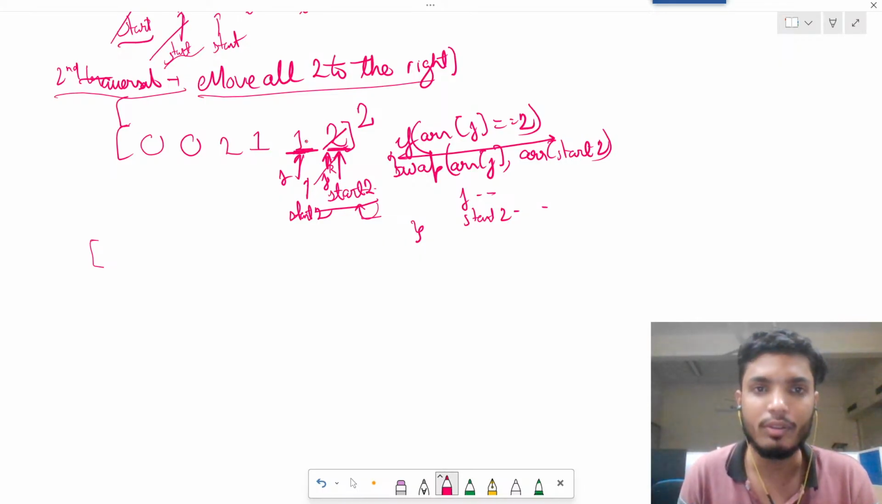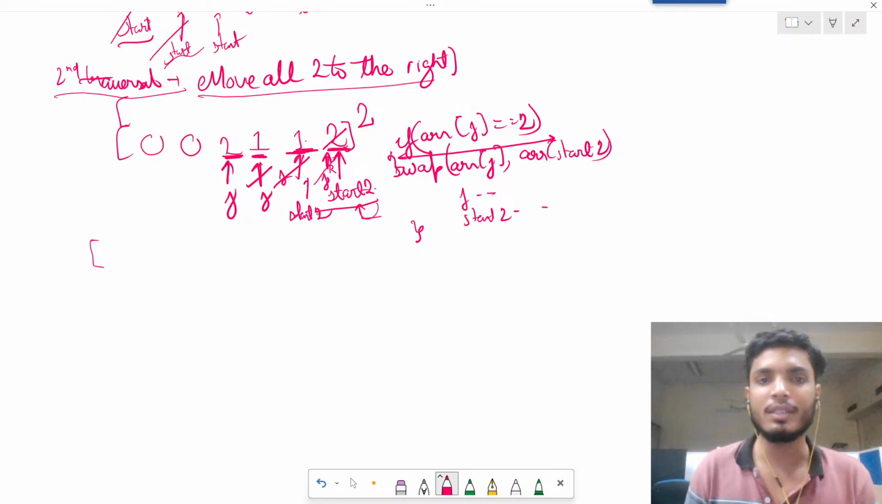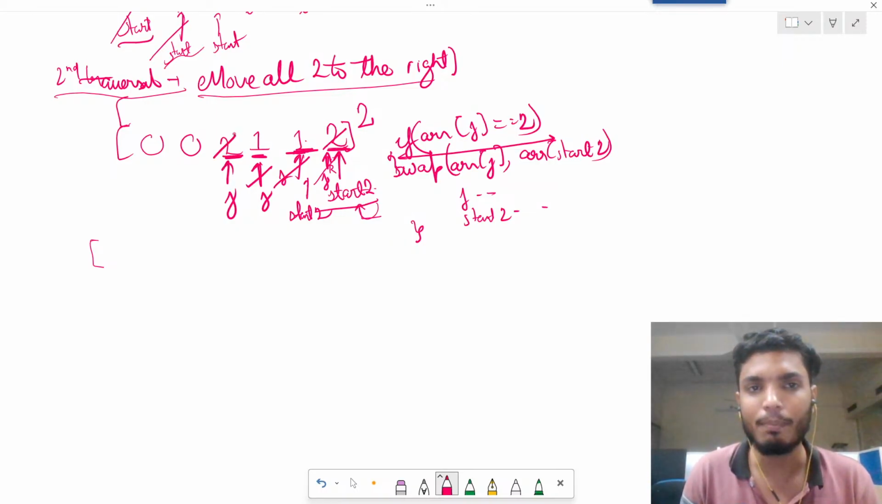So is it 2? No. So j will move here. Is it 2? No. So j will again move to the left position. Is it 2? Yes. So where 2 should be is indicated by start 2. So I'll just simply swap ARR of j and ARR of start 2, and then I'll move start 2 again here.